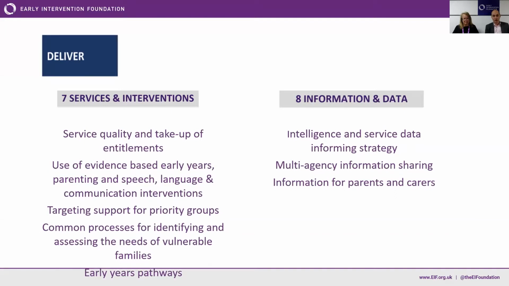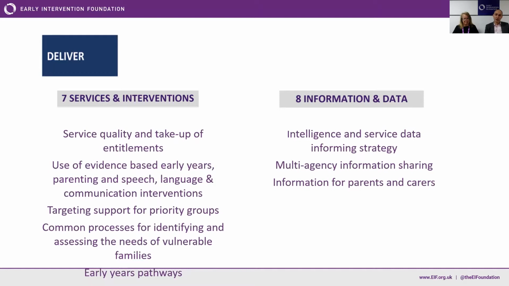This part of the matrix also looks at the quality of targeting support at priority groups, and whether there are clear pathways for support for vulnerable families, and what the common processes look like. So how organisations work together, and whether they have agreed ways of doing that for identifying vulnerable families, assessing their needs, and providing support.